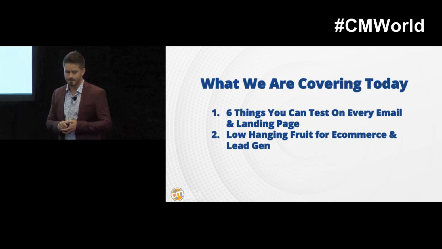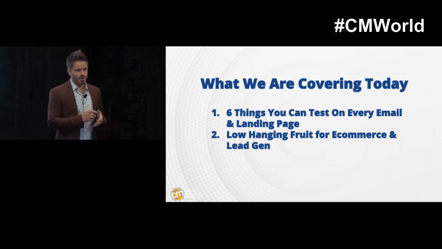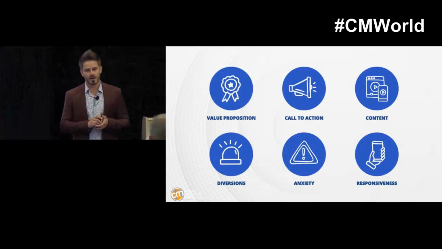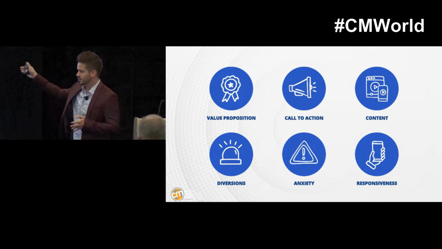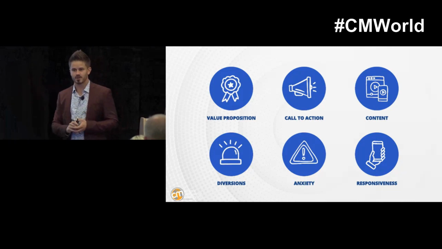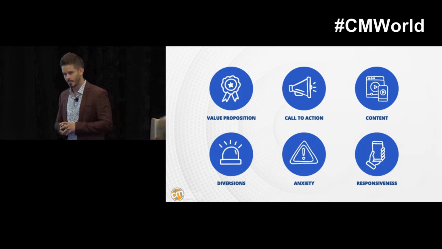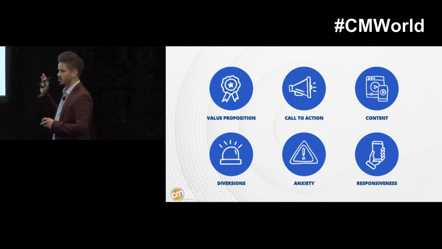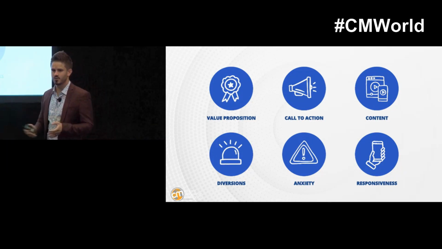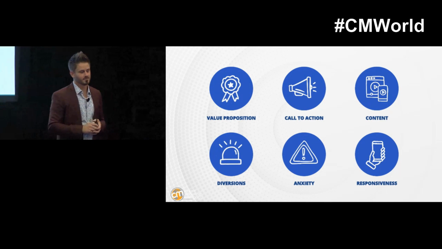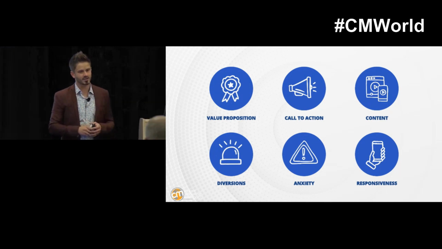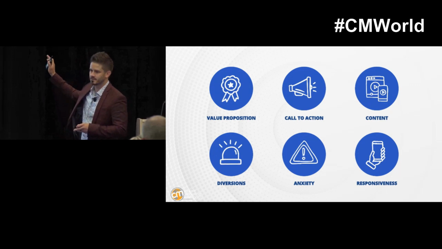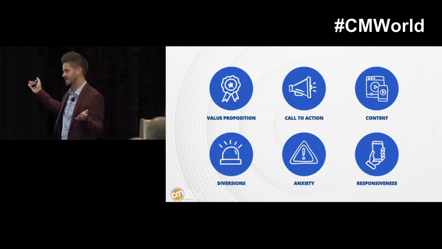So the 6 things that we're going to cover today, we're going to talk about how to make sure you're creating a great value proposition on your landing pages, on your emails, and what that means. We're going to talk about the call to action. How do you make sure that you are creating the right call to action for your emails, your landing pages? We're going to talk about content. This is Content Marketing World. We have to have that in there, right?